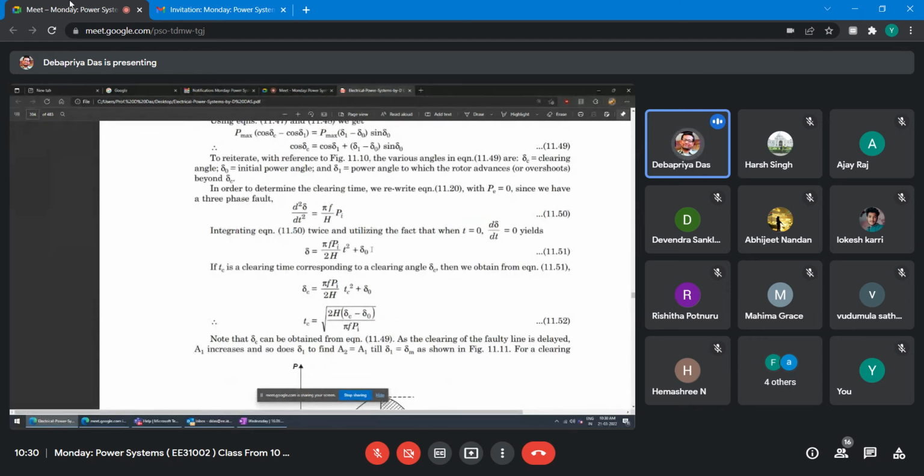Now, this equation 51 is a small exercise for you. The initial conditions are given: at t equal to zero, d delta by dt is equal to zero. Twice you have to integrate and you have to get delta equal to pi f upon 2H Pi t squared plus delta zero, right? This is a small exercise for you. In the class also, I never used to do that. I used to ask the students to do it themselves.